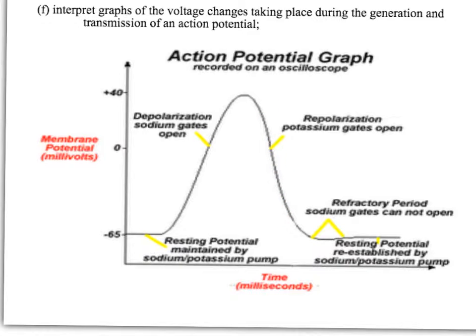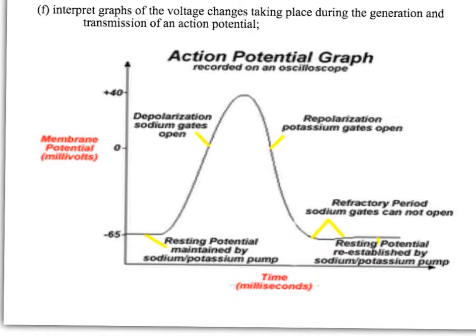Then the inside of the cell starts to become negatively charged. The reason for that is these voltage-gated potassium ion channels opening, which allows potassium ions to start diffusing out, and that's called repolarization. Remember, we then have a period after repolarization called the refractory period, which is when the sodium gates can't open. They remain shut for a period of time where they can't be re-stimulated to open, and we call that the refractory period. During that time, resting potential is achieved again by the activity of the sodium-potassium pumps. And so that deals with voltage changes taking place during the generation of an action potential.